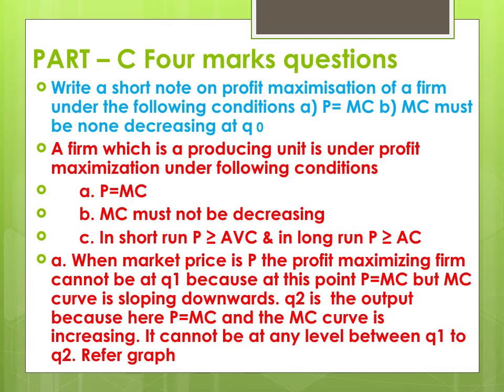The first question is, write a short note on profit maximization of a firm under the following conditions. A. When price is equal to marginal cost, and B. Marginal cost must be non-decreasing at quantity 0. A firm, which is a producing unit, is under profit maximization under the following conditions. Price must be equal to the marginal cost.